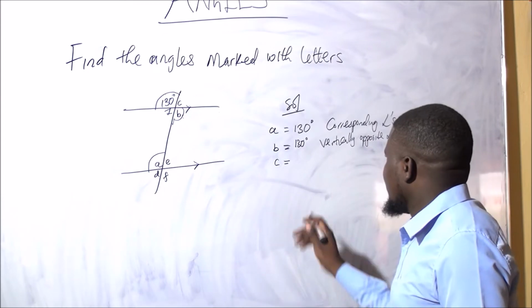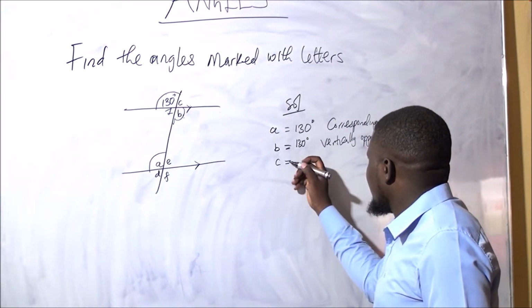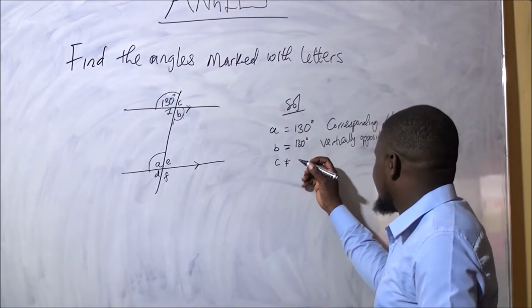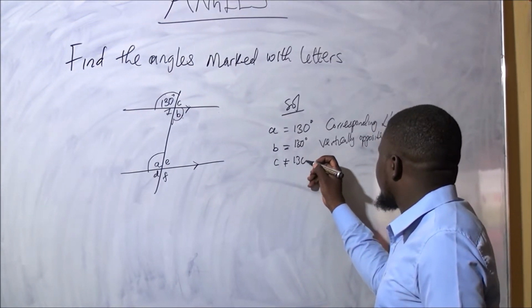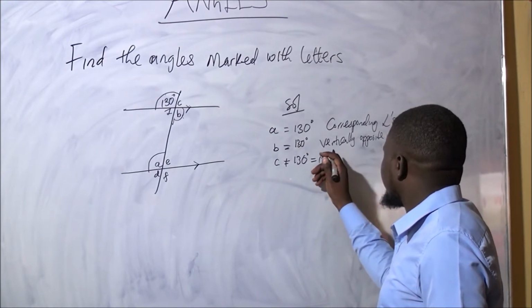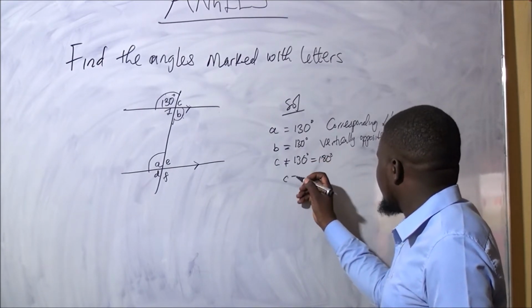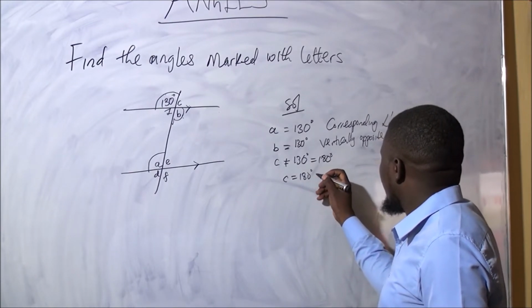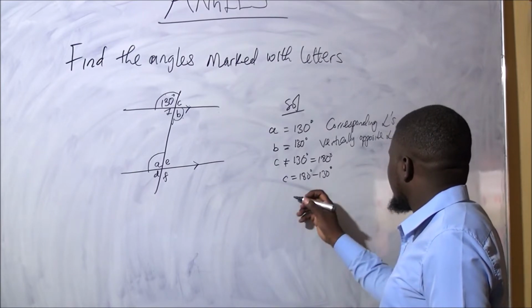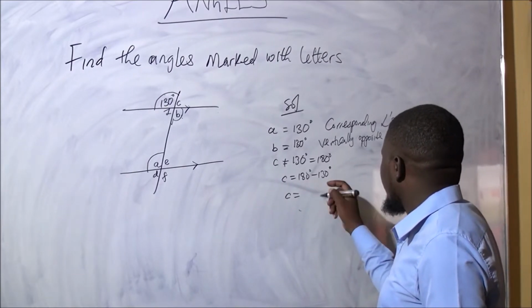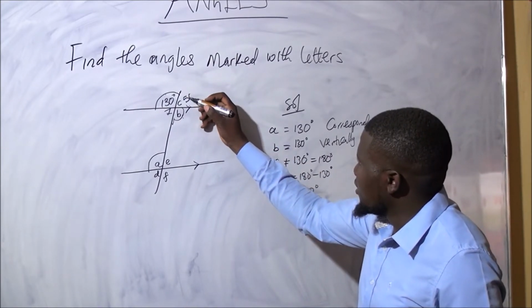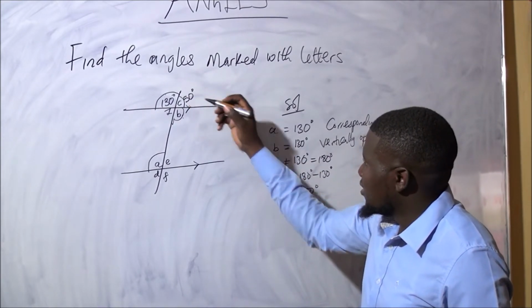For us to find C, we simply say C plus 130 degrees is equal to 180 degrees. So we say our C is equal to 180 degrees minus 130 degrees. So C will be equal to, the difference there will be 50 degrees. So at this point here, this angle is 50 degrees. C.